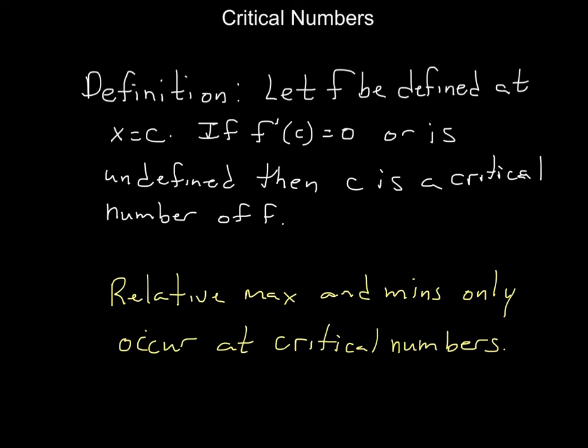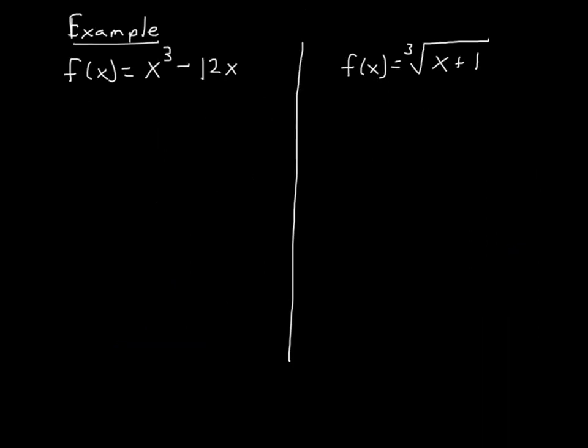Now let's take a look at a couple examples in terms of finding critical numbers. So let's take a look at our first example. Our first example is right here. It's f of x is x cubed minus 12x. I want to identify my critical numbers.